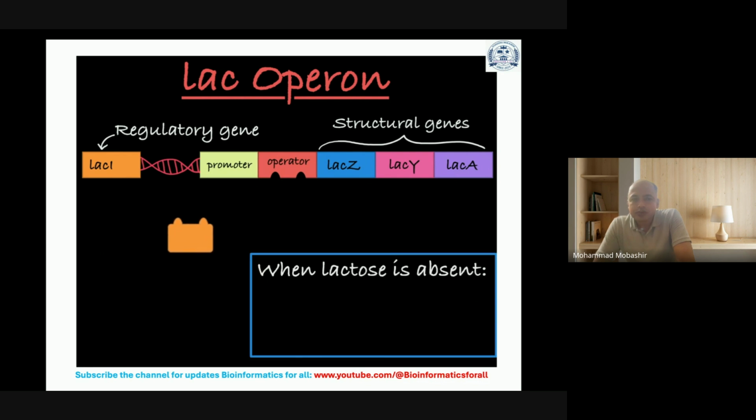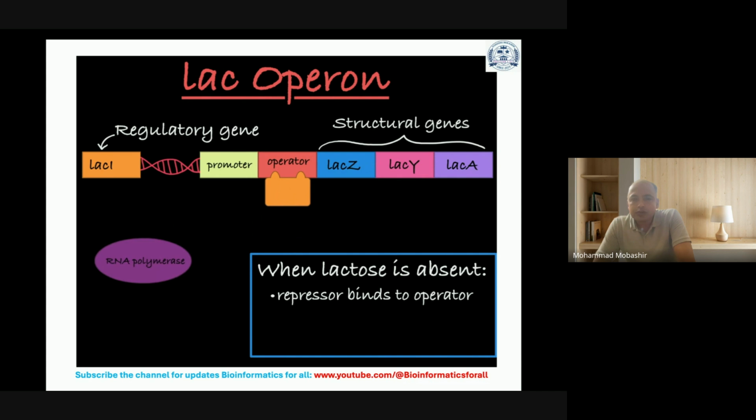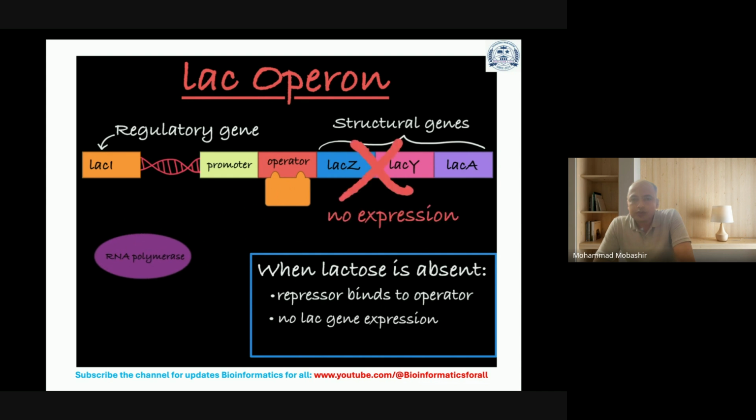When there's no lactose in the environment, this repressor can bind to the operator. This prevents RNA polymerase from binding to the promoter of the operon, which therefore limits the expression of the LAC genes. This is beneficial to the cell because it wouldn't want to waste the energy and resources to make the proteins to break down lactose when lactose isn't present in the cell.